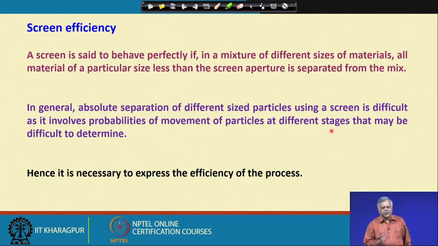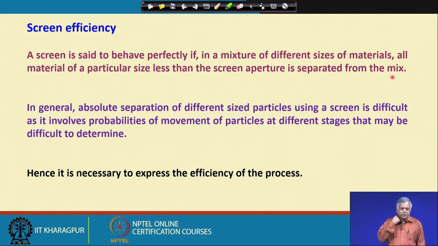Now, we are talking about screening efficiency. What is this screening efficiency, and can we quantify it? This is what I am going to talk about now. A screen is said to behave perfectly if, in a mixture of different sizes of materials, all material of a particular size less than the screen aperture is separated from the mixture.